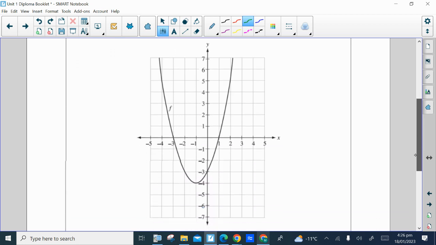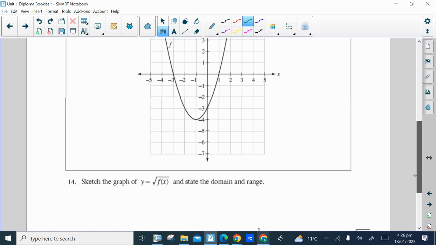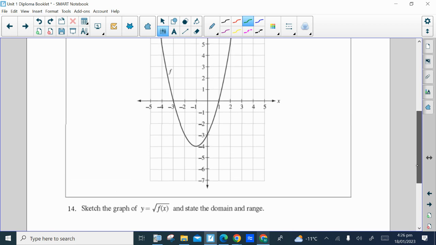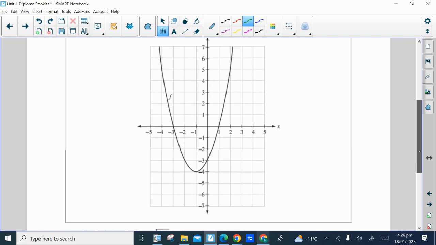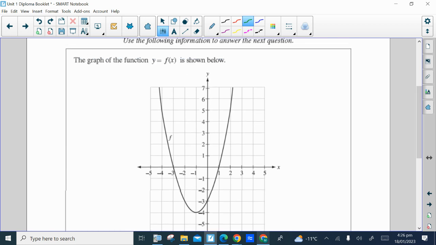So we've got this graph of f. We want to sketch the graph of the square root of f and also state domain and range. So a couple things to notice here. And, well, one thing that's missing and should have been there, arrows on the graph. So put those on there.